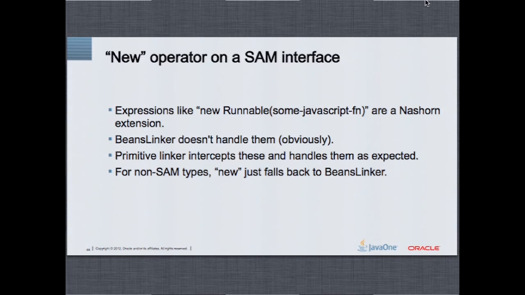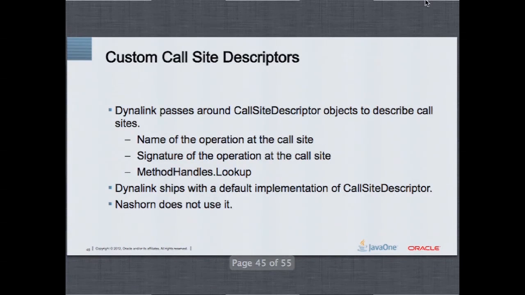And it needs to be somewhere. So again, our primitive linker intercepts these. And if you are having a non-SAM type, then our new will just fall back to beans linker and link with whatever. So you can say new java.util.TimerTask, and it will just go down to the beans linker. That's a trick, actually, because it's an abstract method, but we happen to handle those too.